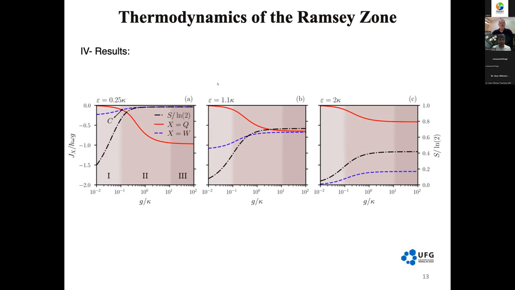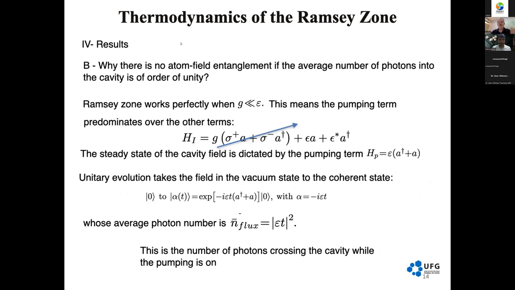Okay, let me turn to the result I said is interesting, because why is there no atom-field entanglement if the average number of photons in the cavity is of order unity? This is the point. We know that the Ramsey zone works perfectly when G is much lesser than epsilon. I showed a graph where for G much lesser than epsilon, the Ramsey zone works properly. So this is the condition we have. This means that G must be much lesser, then this term is neglected, and we have just this pumping.